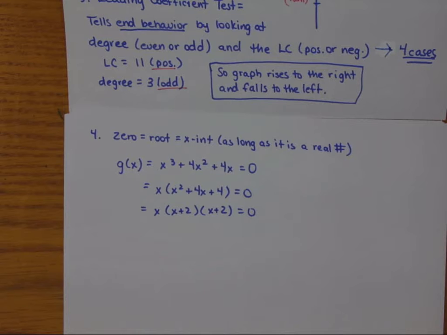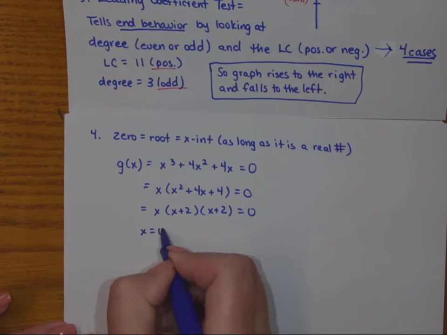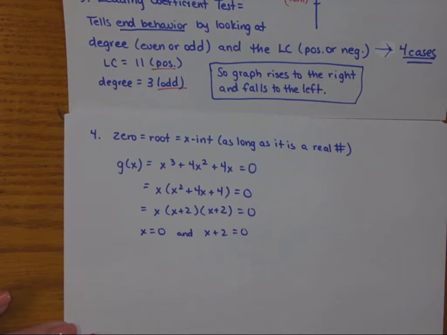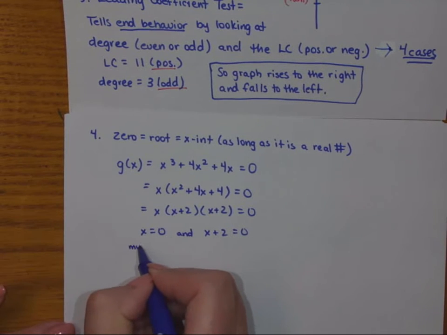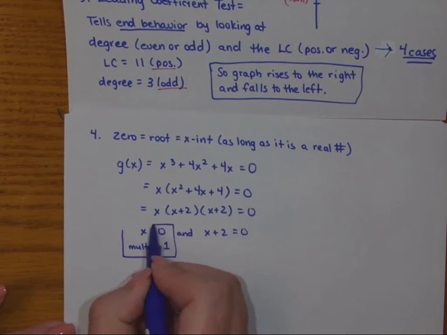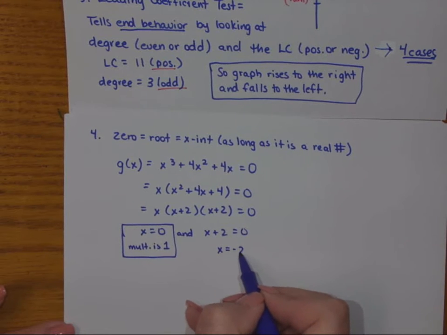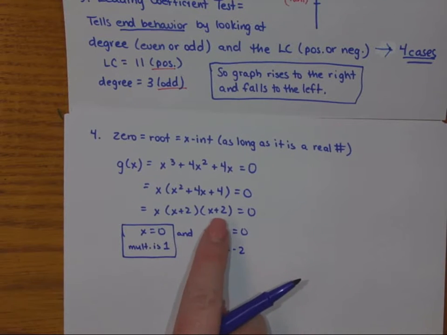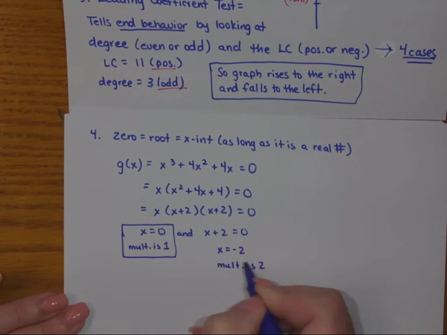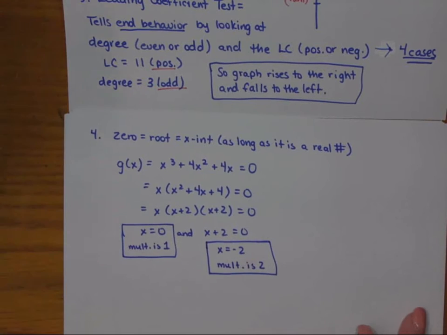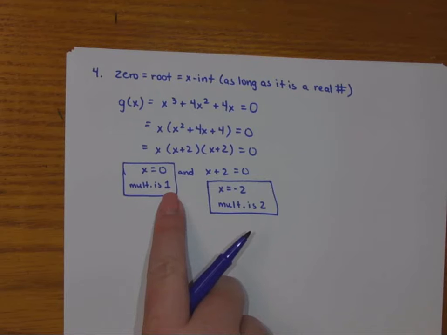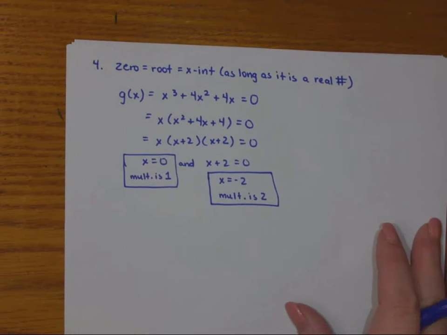And so notice now I have it fully factored, and so now I can set each part equal to 0. So I get x equals 0 and x plus 2 equals 0. Here, notice this x only occurred once, so the multiplicity is 1. Here, though, you're going to get x equals -2, and notice that parentheses occurred twice. So in this case, the multiplicity is 2. Remember that when you add your multiplicities up, you should get the total degree of the polynomial. So notice if you add 2 and 1, you get 3, which was the degree of the original polynomial. So we're good there.